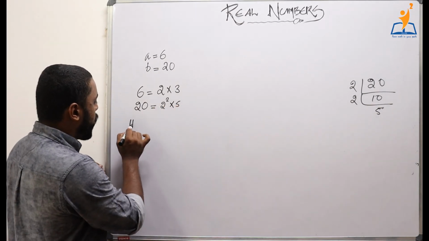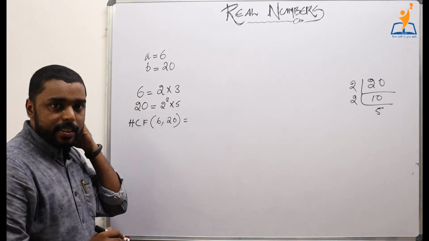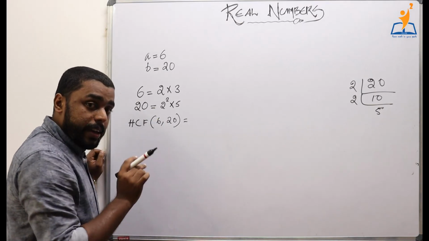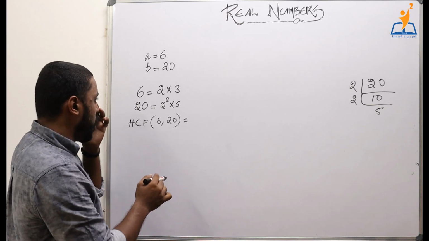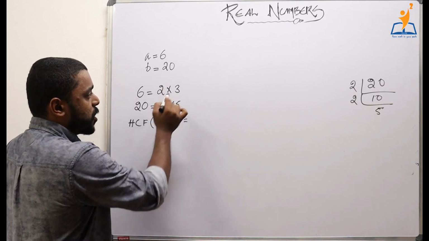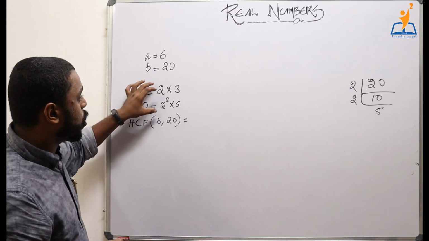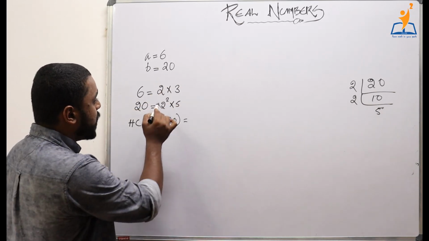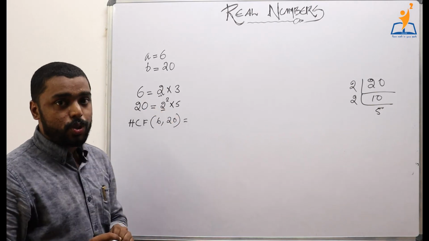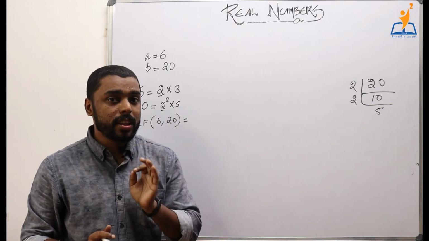Now we are going to find the HCF of 6, 20. It is very easy if we understand the process. To find the HCF of these two numbers, HCF means highest common factor. First of all, we should check the common primes in the expression. That is, we should check whether any prime is available as a common prime in these two expansions. See, 2 is a prime which is common to both the expressions. Then we should choose the one with the lowest power.